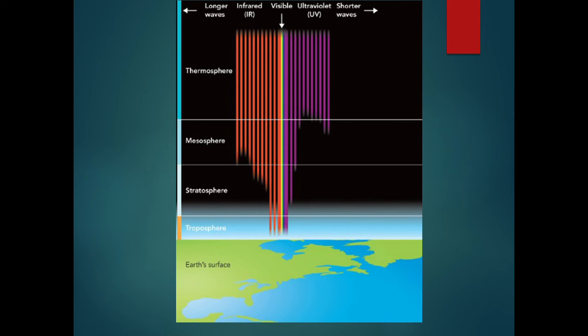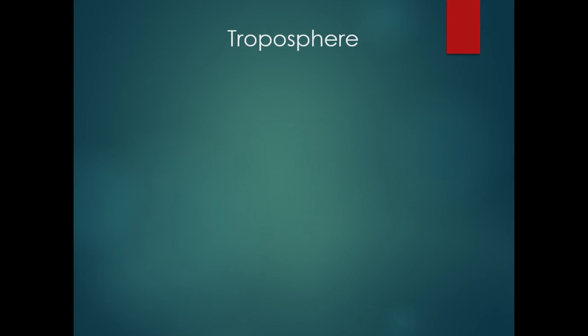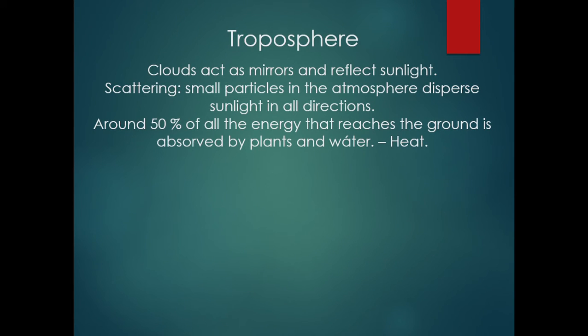Okay, we're going to continue moving with the presentation, and now we're going to talk a little bit about the troposphere. And clouds act as mirrors and reflect sunlight. That is very interesting because keep in mind that some of the rays and the energy actually stays inside the atmosphere of Earth, but some other energy is actually reflected and it goes back to space.